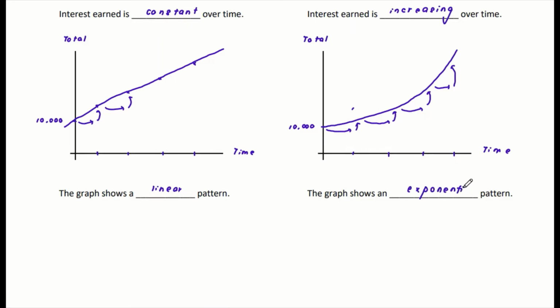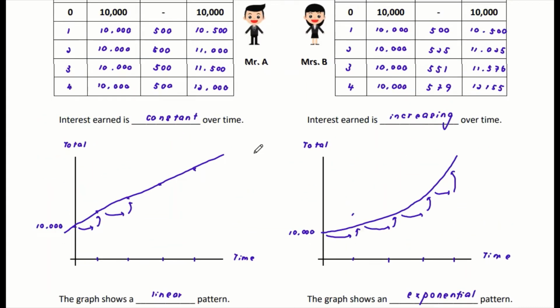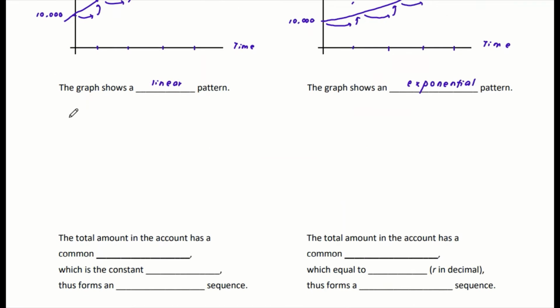Okay, so when reaching here, you should be able to know that you will be dealing with the part where we learn about arithmetic sequence and also geometric sequence, because a linear graph is just AP. An exponential graph is like GP. So now let's try to find out the pattern that we are having. In this case, we try to use the account.